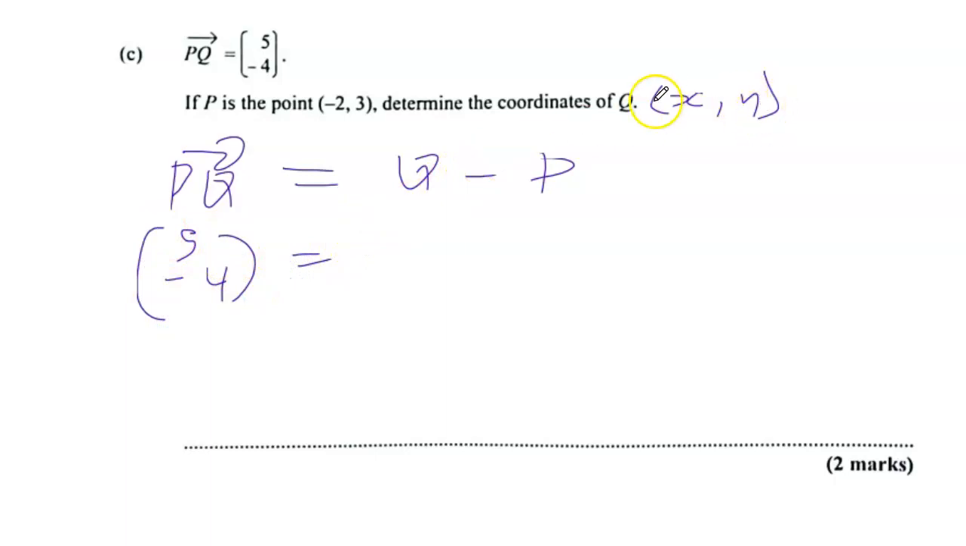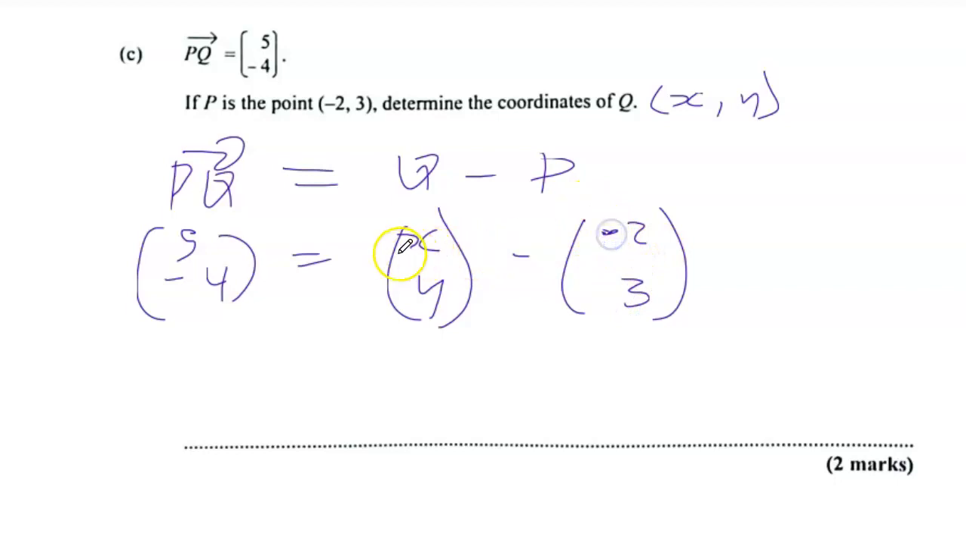Q we don't know, let's call it (x, y). And P is... no, P is (-2, 3). So P is actually (-2, 3). It's (x, y) we want to find, right? So we bring this over and it becomes plus. So (x, y) we leave on the right hand side.